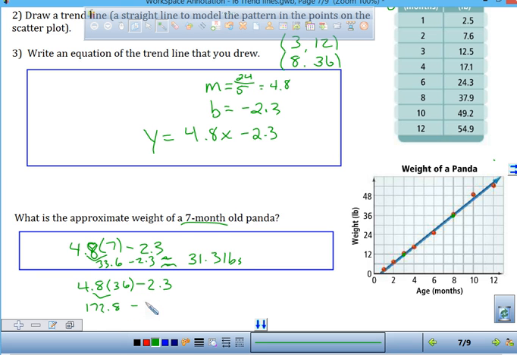Okay, minus 2.3. So now you're at 170.5 pounds after 3 years old. Okay. So see why we might want to use an equation. Why we go through the trouble to get the equation. Okay, we're going to try one more then.